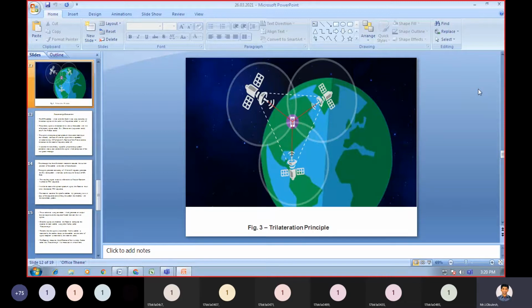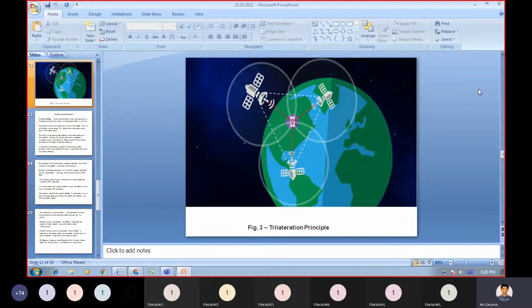Precision increases with increase in the number of satellites in the vicinity.